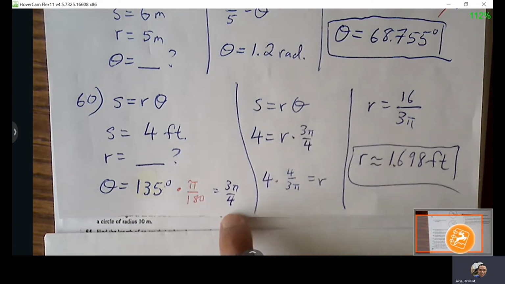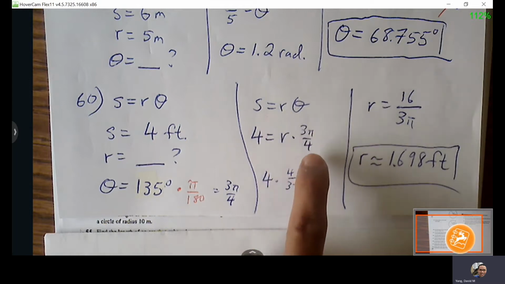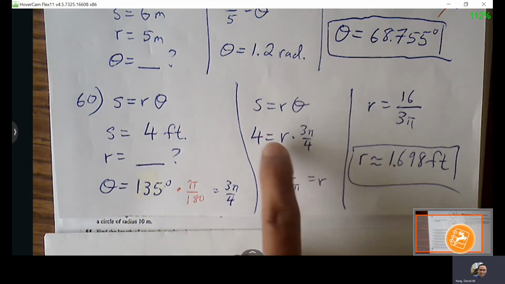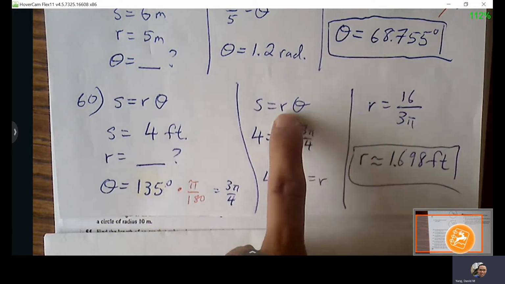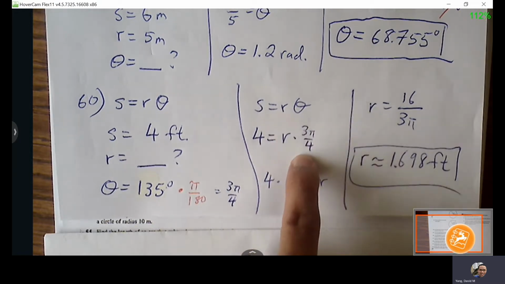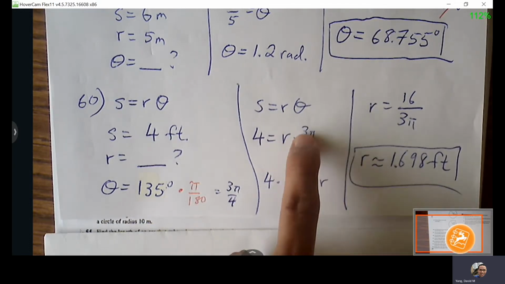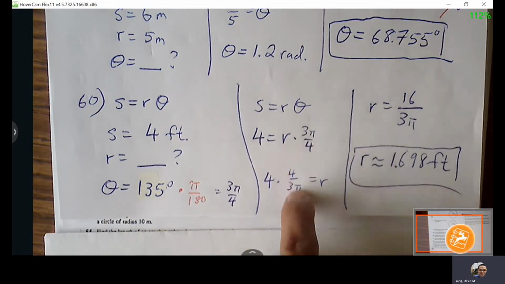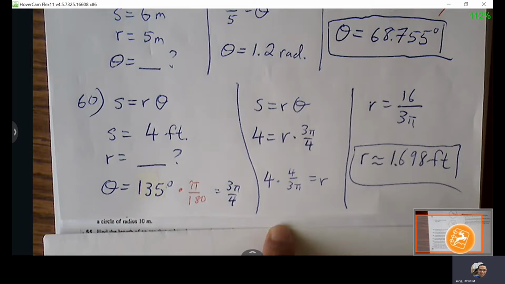So now that I have my theta in terms of radians, I'm ready to involve my arc length formula. So s gets replaced with 4, r stays as r, that's a variable I need to find, and I need to replace theta with 3 pi over 4. Okay, I want to solve for r, so I want to divide by 3 pi over 4. This is a fraction though, so I just want to make it a little bit cleaner. Rather than dividing by a fraction, I'm going to multiply by the reciprocal. It just makes it a little quicker, a little easier, less complexity.